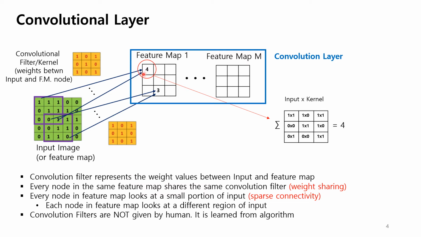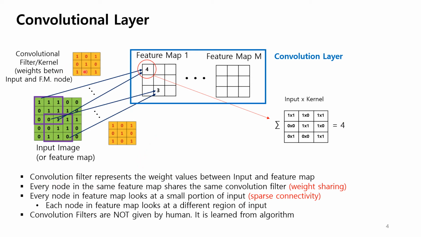By the way you compute this value of node in feature map, let's say this is for how we compute this. This is very easy. This is just the inner product between this input and the weight values. It's very simple. 1 times 1 plus 1 times 0. Just inner product. Okay, it's element-wise multiplication. So that's how we get 4 here.